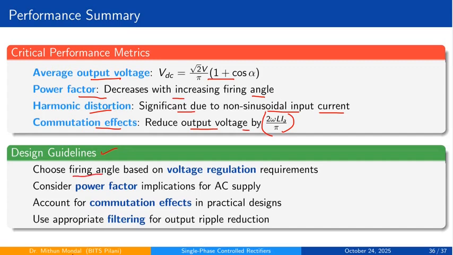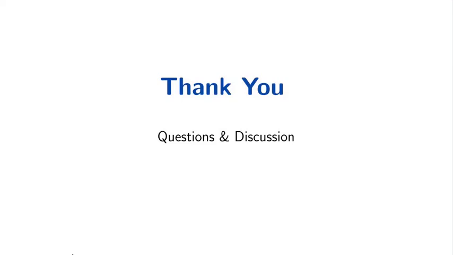Design guidelines: choose the firing angle based on the voltage regulation requirement. Consider the power factor implications for the AC supply. Account for the commutation effect in the practical design and use an appropriate filtering method for output ripple reduction. This completes our discussion on half controlled. In the next lecture, we will see the full controlled, and then we will complete our discussion on the converter. The dual converter is also remaining, so we will complete the controlled rectifier with that. Thank you for now.